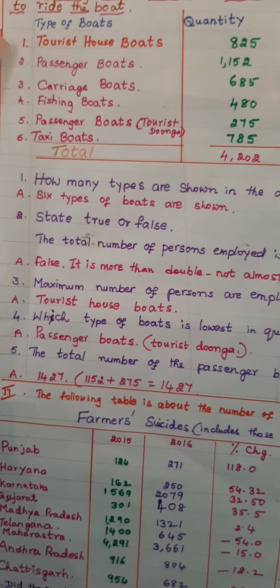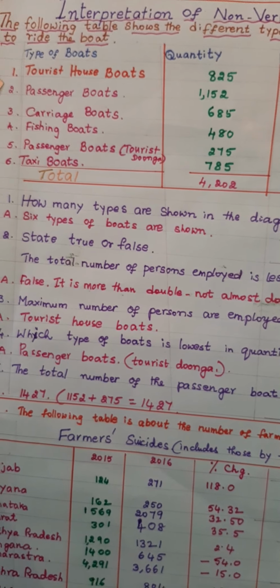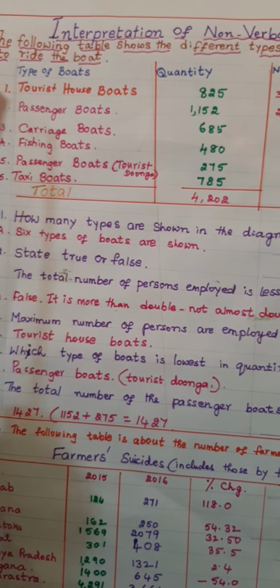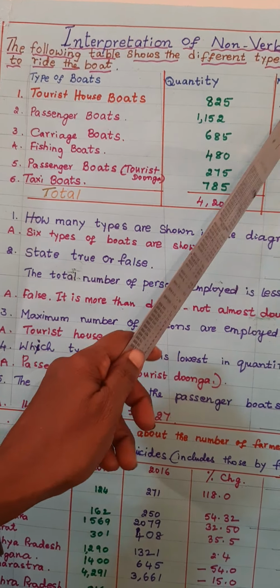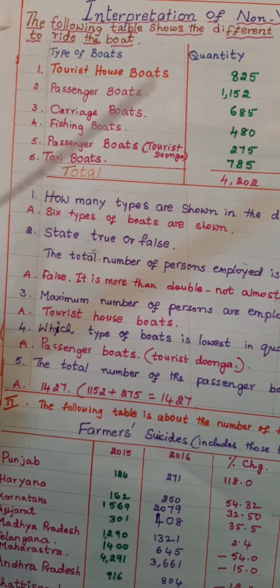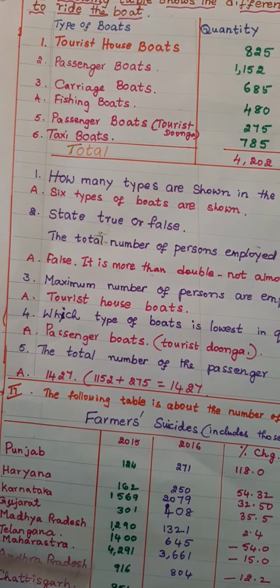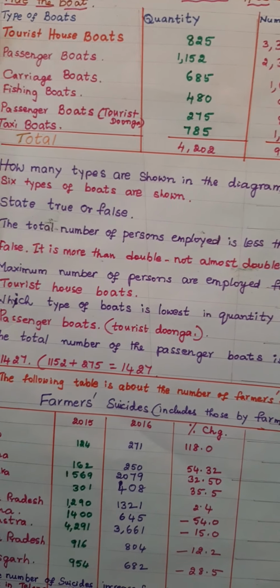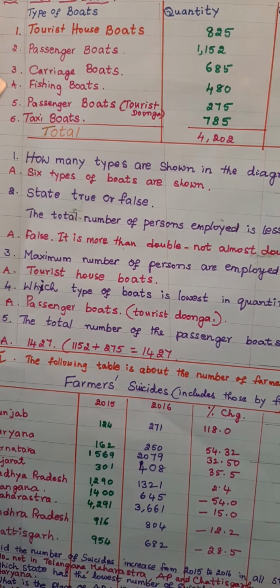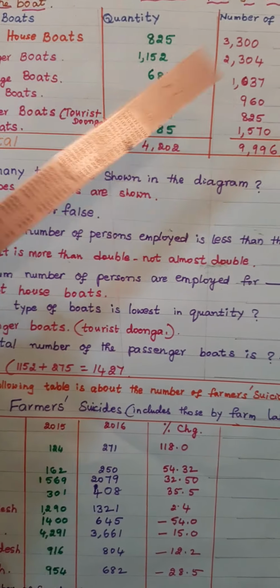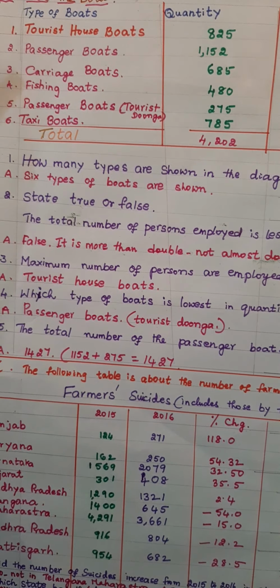Students, first you have to observe very concentratedly. You have to observe what type of boat and how many boats are there and how many persons are employed. You must observe that carefully. After that, you have to answer the questions which were given to you. Is it understood? So first you have to go through the table. What are the columns? What are the things which were given? Now come to the questions.